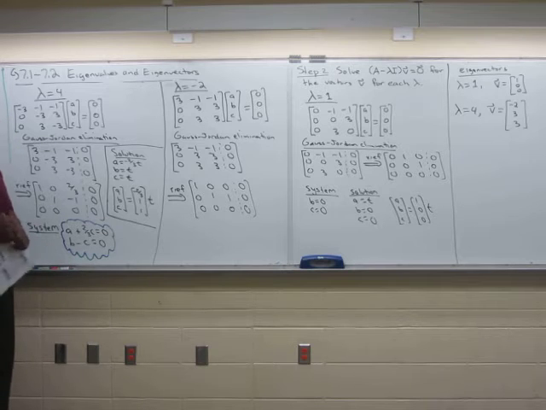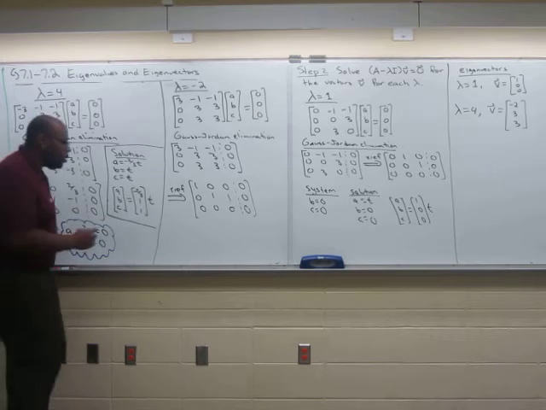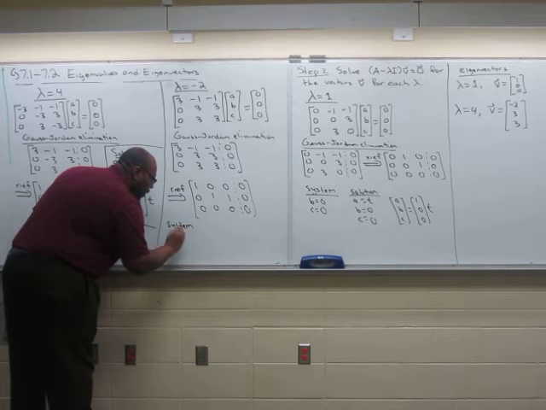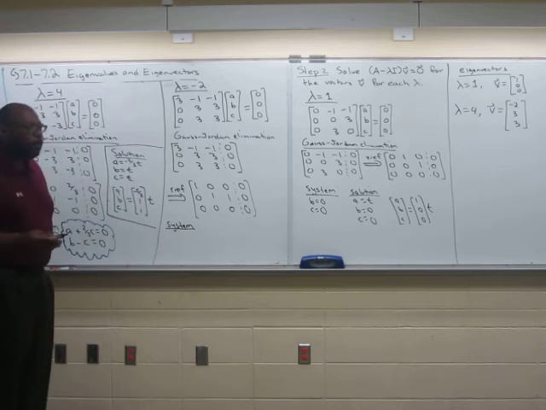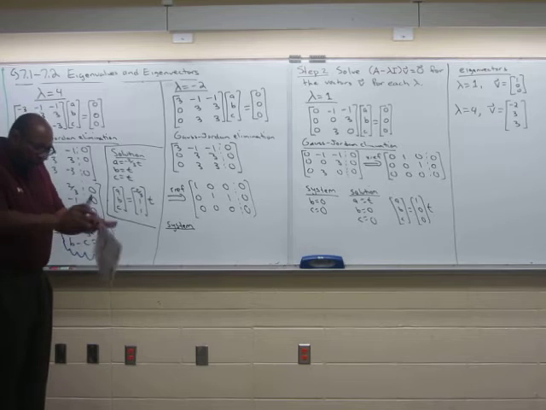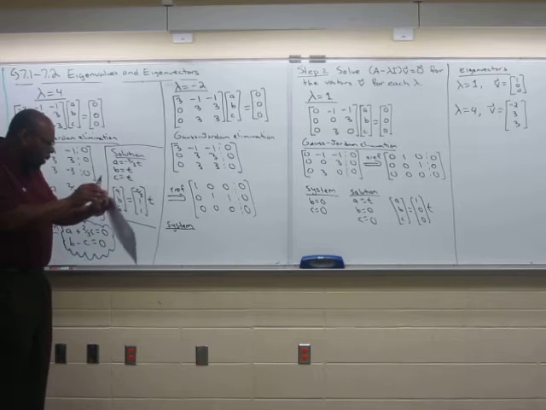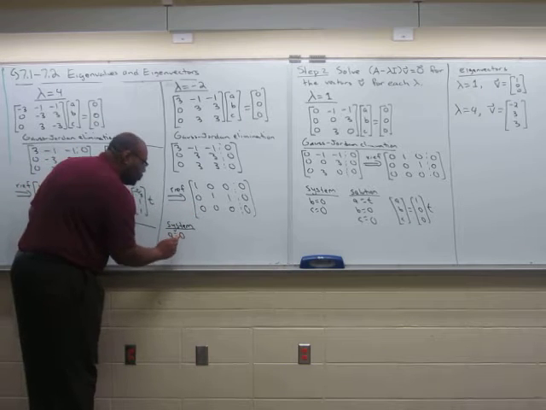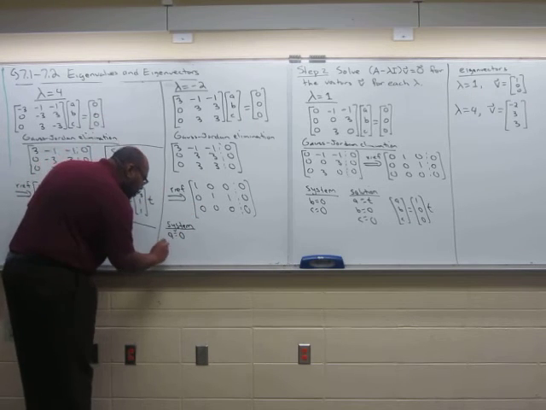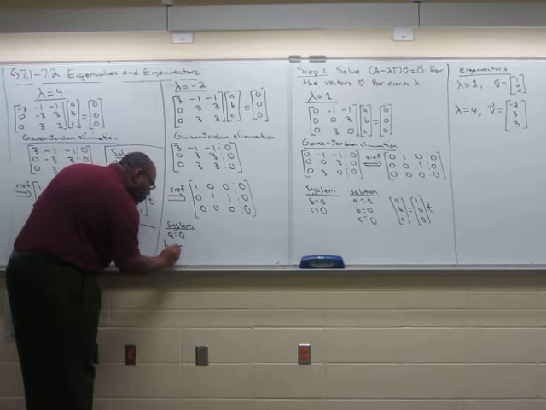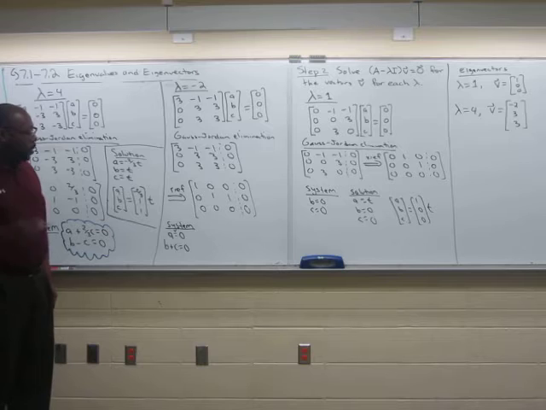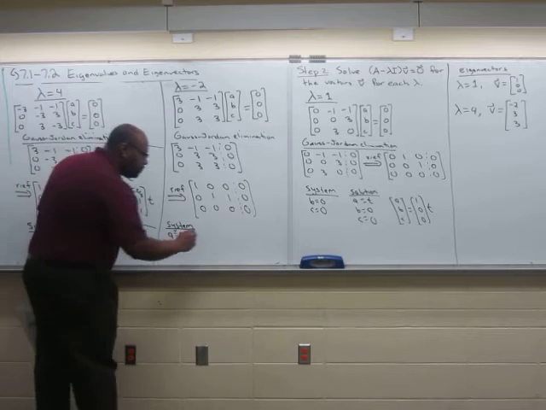What's the system look like for this one? Let's write it out, see what we have, make sure that we know what we're doing. We're being super careful. A is equal to 0. B plus C is equal to 0. That's my system. What's my solution based off of this system?